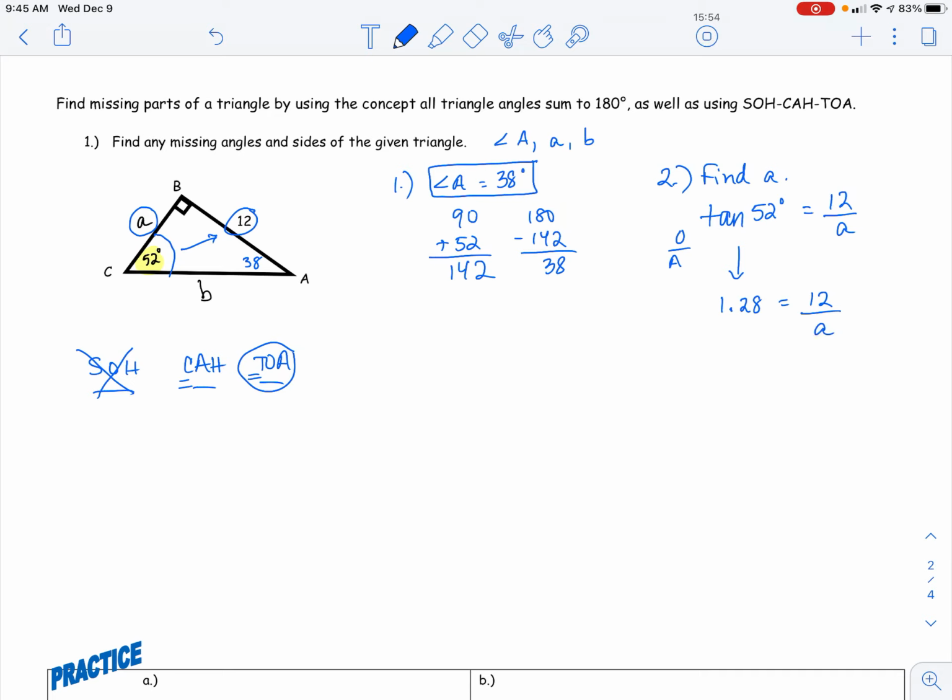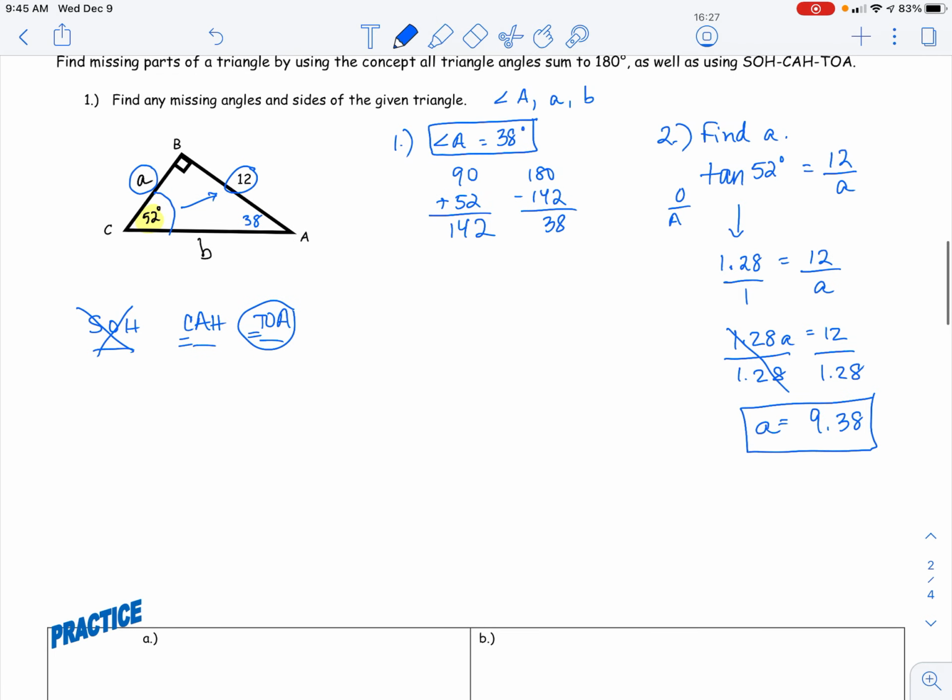equals 12 over A. So let's just do our math here now. And actually, you can do cross products here even. So let's do 1.28A equals 12 and divide by 1.28. Put that in your calculator. We do 12 divided by 1.28 equals 9.375. So we'll raise that up to 9.38, and that is the measurement of side A.